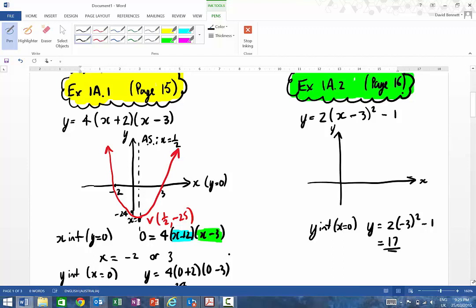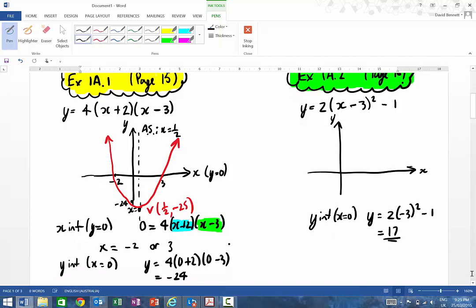Alright, so my y-intercept is 17. My vertice point I'm going to get from my equation. So my vertice point I'm just going to read off from my equation, which is going to be 3 and negative 1. My axis of symmetry is in fact also read off the equation. That's going to be x equals 3. Alright, so this is my equation here. I've got my axis of symmetry. Alright, so my axis of symmetry is going to be x equals 3. I've got a vertice point at 3, negative 1.